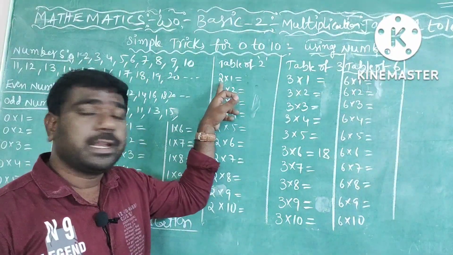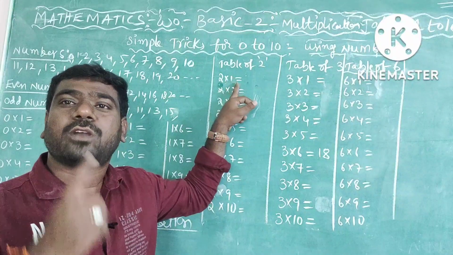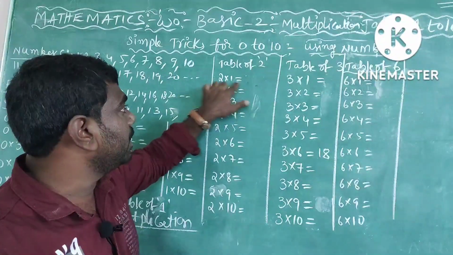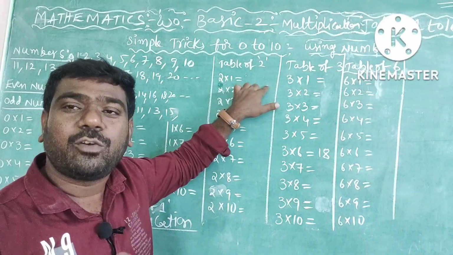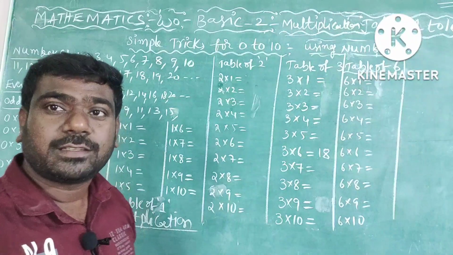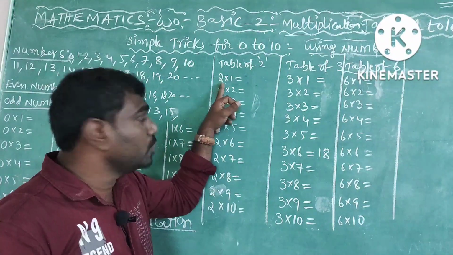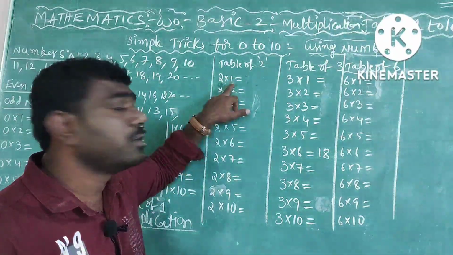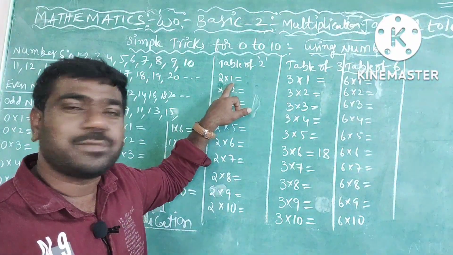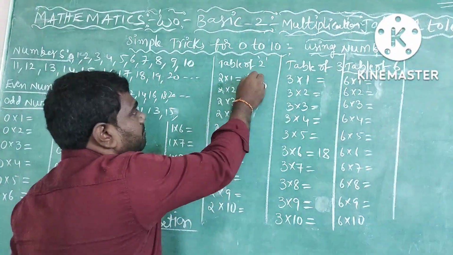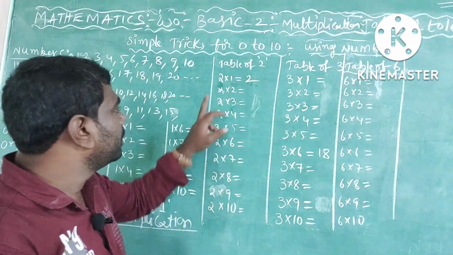So, I am telling here, 2 times 1 is how much? 2. What is the meaning here? See here, the meaning is: 2, we are adding how many times? 1 time. That is nothing but 2 only. Yes or no? So 2.